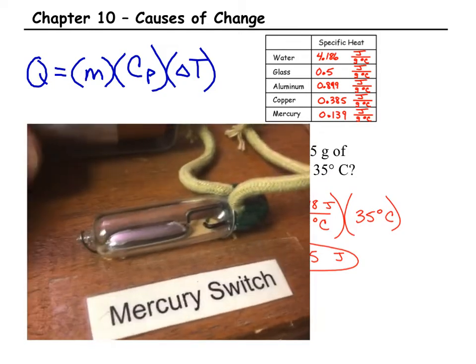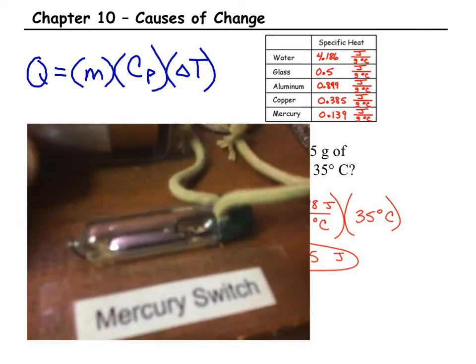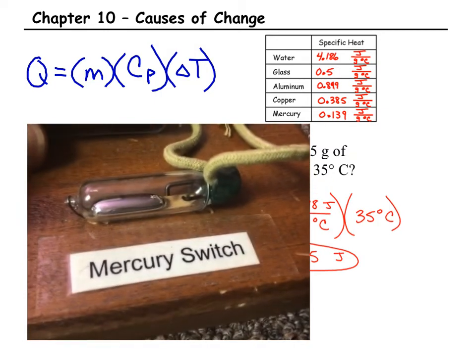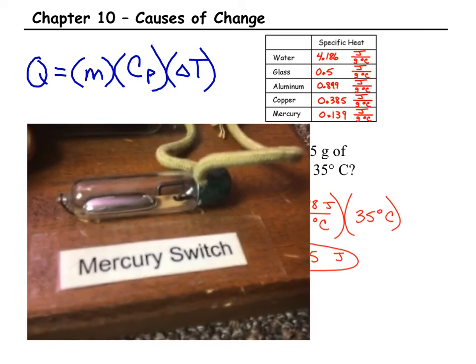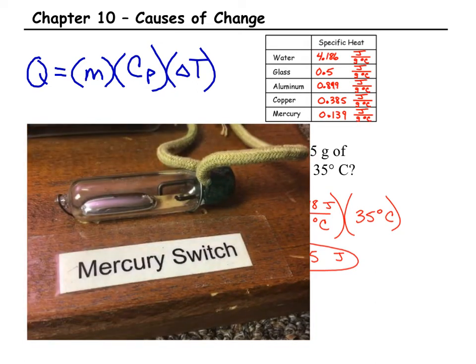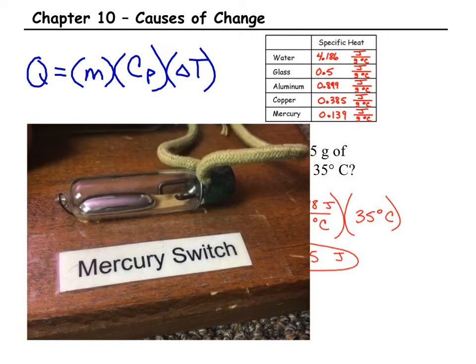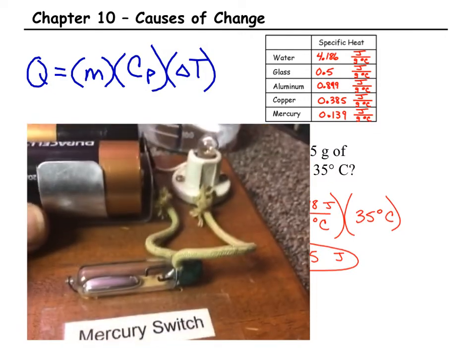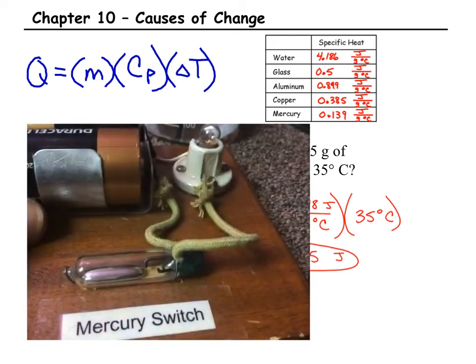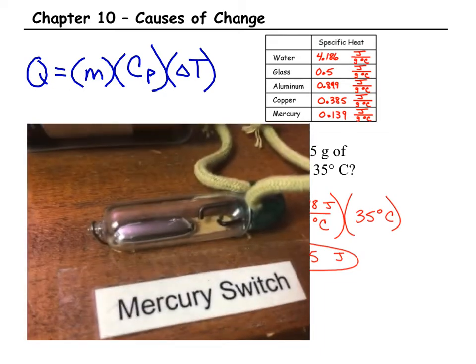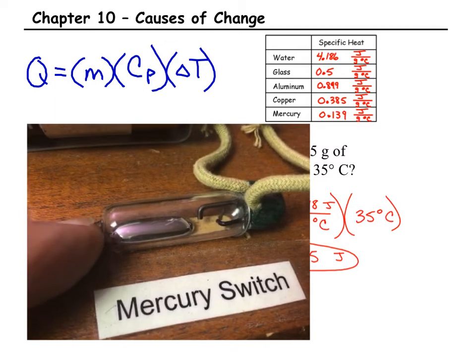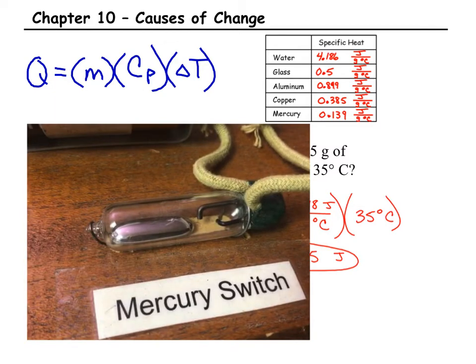Mercury is an interesting substance because it's a metal that conducts electricity, and it's a liquid at room temperature. Now, we can't have this in schools anymore because of the toxicity of it, but in the old days, we used to use them in the switch. This particular switch right here is called a mercury switch, and notice that when we tilt it, it can turn that light on and off. This one used to be inside of a pinball machine, if you've ever seen a pinball machine.